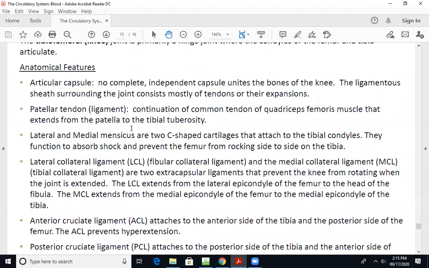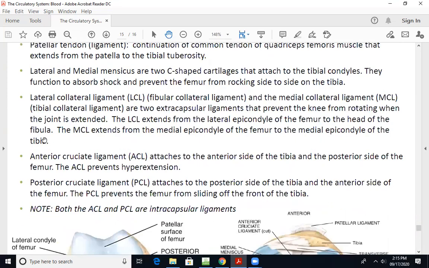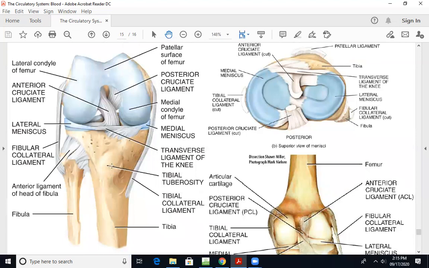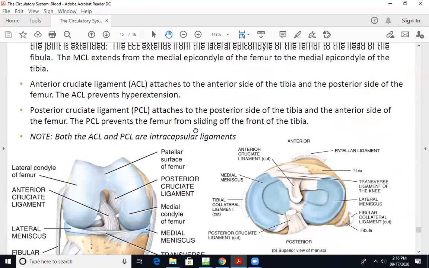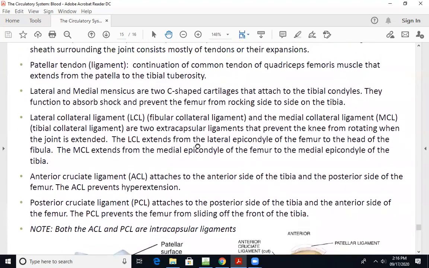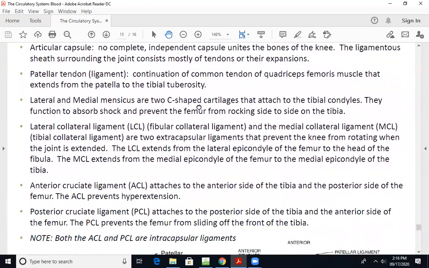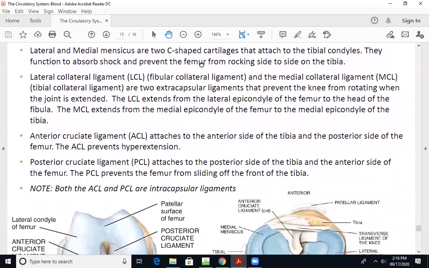So what we can't see would be that patellar tendon or patellar ligament either. A continuation of the common tendon of the quadriceps femoris muscle extends from the patella to the tibial tuberosity, which we talked about. You can actually see a little bit of it here. Now, truly, it is a patellar ligament, but more than likely what you'll see it listed as is a patellar tendon. So I always tell students to kind of know and focus on it that way.